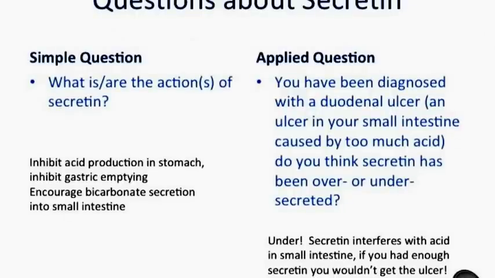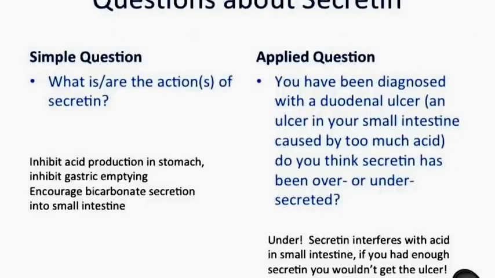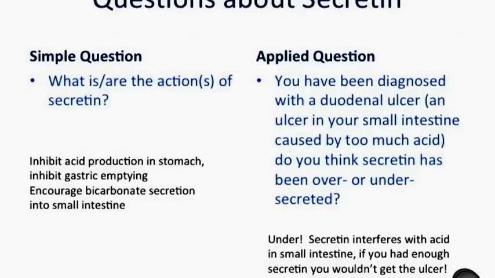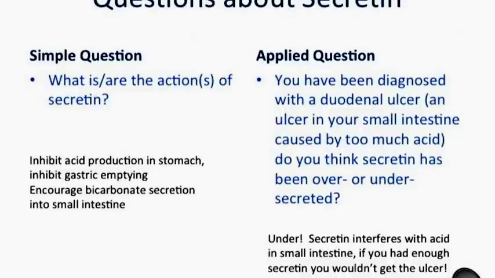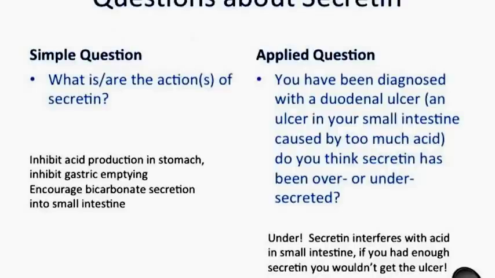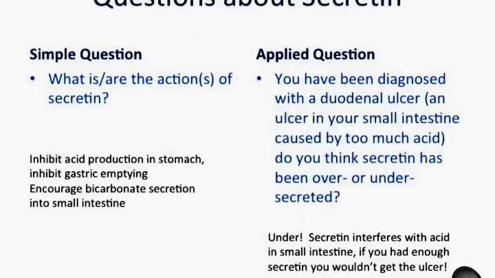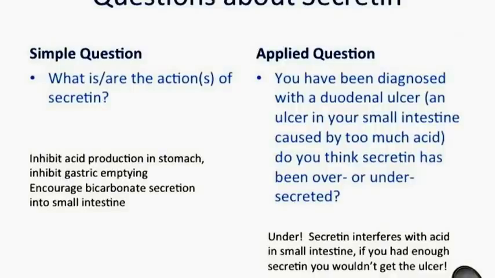The more applied version of that is going to ask about the actions of secretin in a disease state. So you have been diagnosed with a duodenal ulcer, which is an ulcer in your small intestine that's caused by too much acid. Do you think that secretin has been over-secreted or under-secreted? Well, since we know that all of the functions of secretin have to do with interfering with acid in the stomach, if we're looking at a disease state that's been caused by too much acid in the stomach, then we can guess that secretin was not involved.